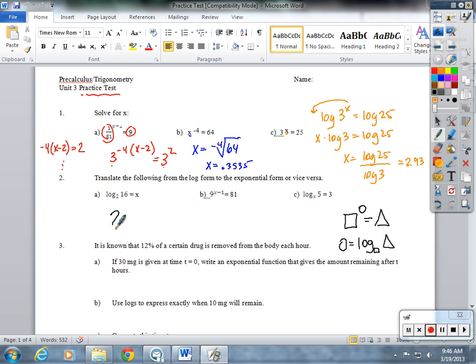Anyway, here we go. 2 to the x equals 16. All right. Log base 9 of 81 equals x minus 1. And x to the 3rd equals 5. Doesn't ask you to solve. It just says translate. So convert each of those. Okay. I'm going to move on to a couple other problems here.